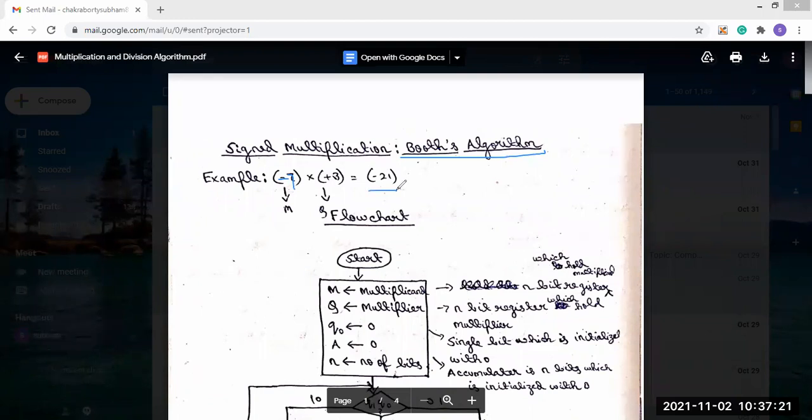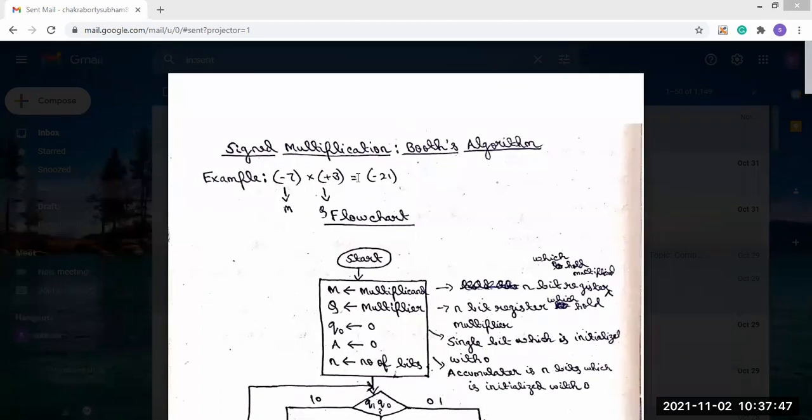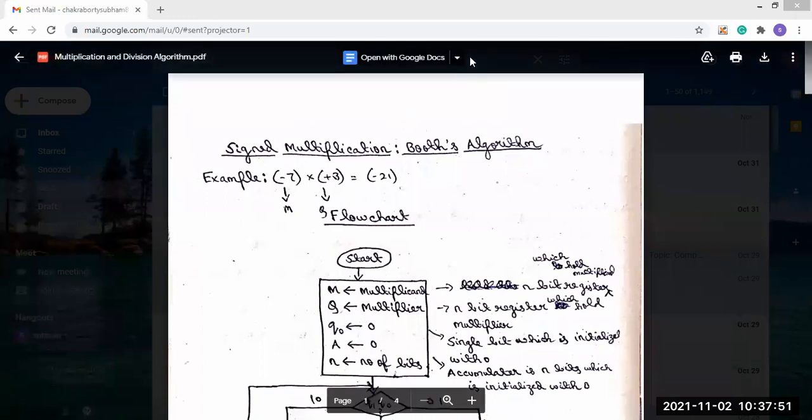Now this is the simple multiplication we did, but how should the computer do it? The computer will do it by following Booth's algorithm. So how Booth's algorithm works, we will see through a flowchart, and then we will discuss this example and how we perform it. So first we will see the flowchart.